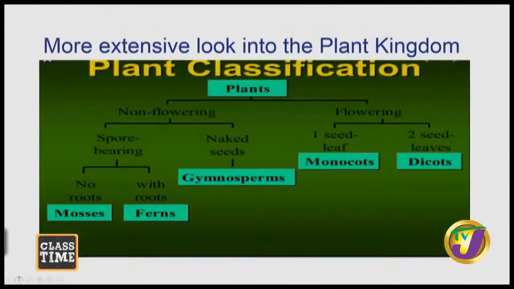Now, when it comes down to plants, you need to know the different phyla within the plant kingdom. These are the common names for the different phyla. You can read up the scientific names. Right? So the Plantae have subgroups: non-flowering and flowering plants. The non-flowering plants are further divided into spore-bearing and naked seed. And naked seed means that their seed is not enclosed within an ovary, right? Unlike the fruits.